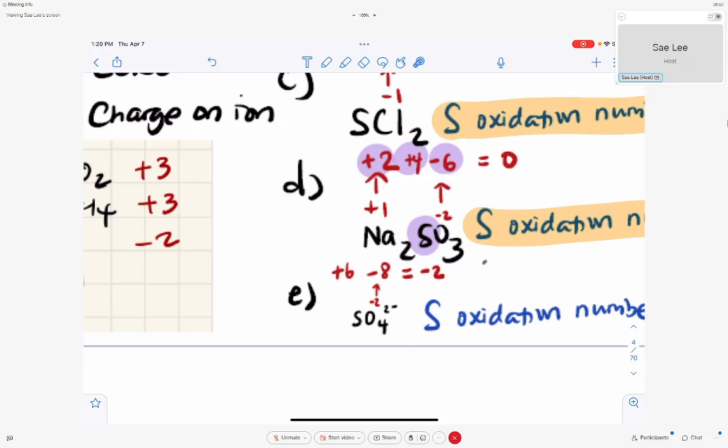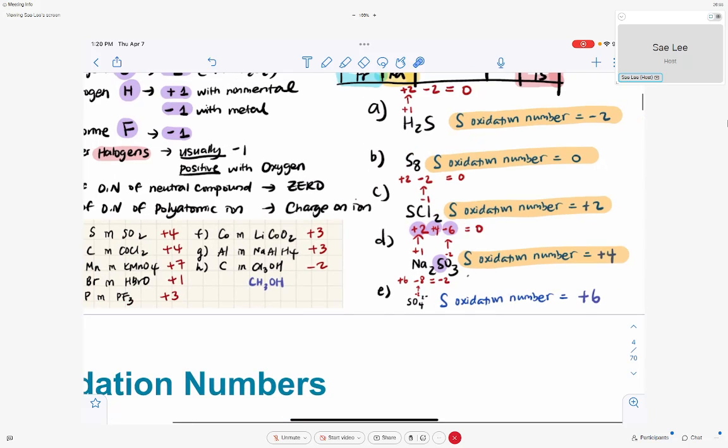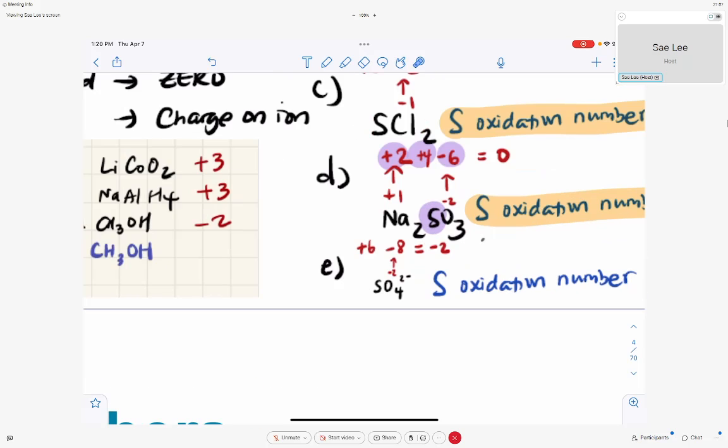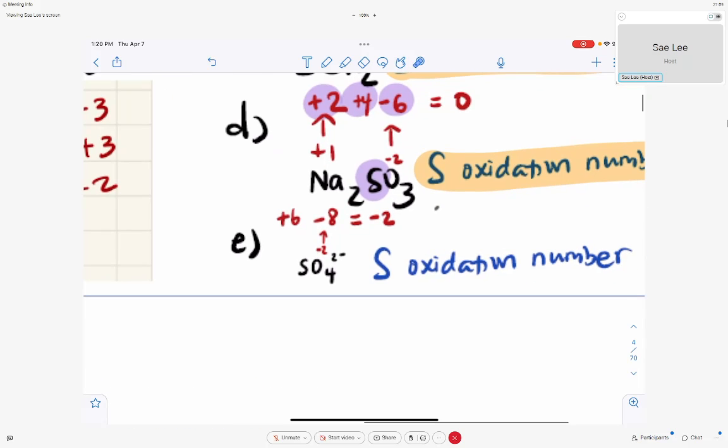And according to this fourth rule over here, the sum of the oxidation numbers of a polyatomic ion equals the charge on the ion. This is a polyatomic ion with charge, right? So we know that the sum of the oxidation numbers of this polyatomic ion is -2.